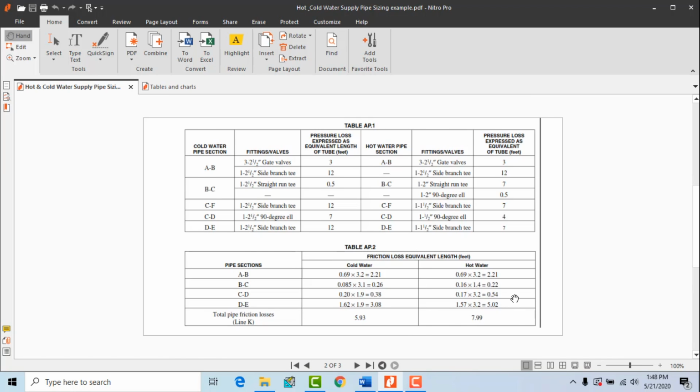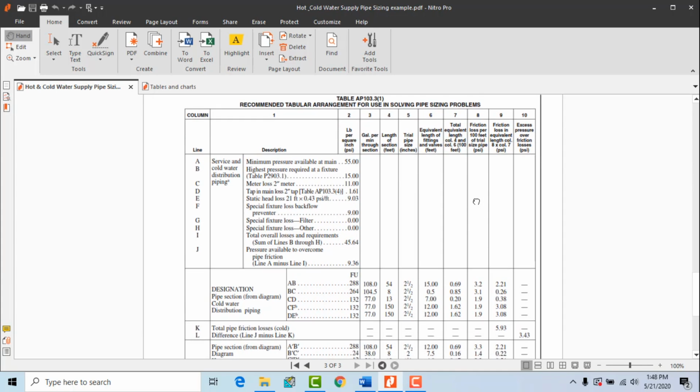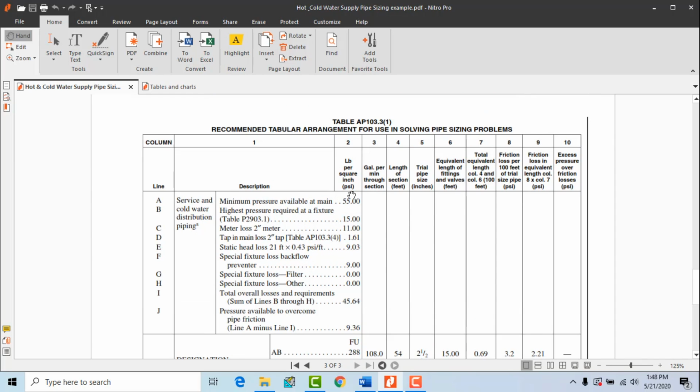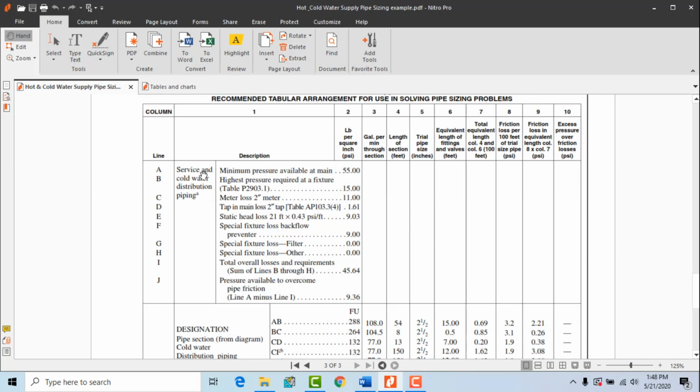Let's move to this tab. This is the table we are going to use to calculate hot and cold water pipe sizing. As you can see, the things which I already mentioned before, like the minimum pressure available at the street main is 55 psi. This value you can get from the local water authorities in your area. The highest pressure required at the fixture is 15 psi.